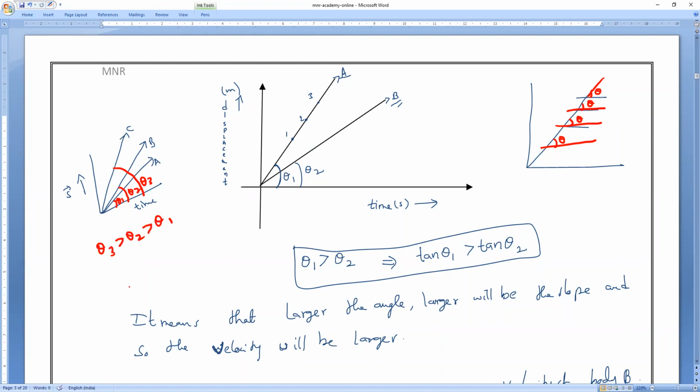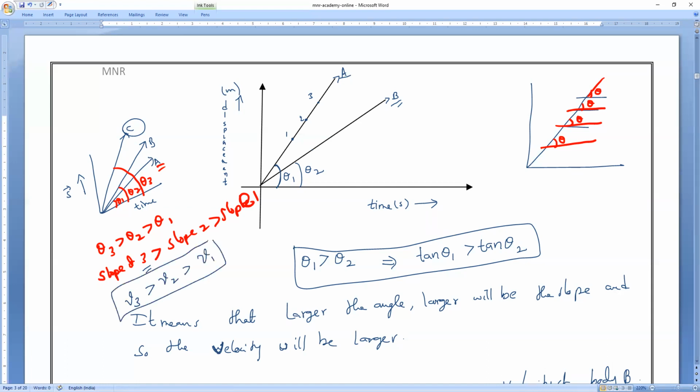Means whose slope is greater? Slope of 3 is greater than slope of 2, which is greater than slope of 1. So who has the least slope? Body 1, A, which has theta 1. So who has the least velocity? Whose velocity is greater now? As the slope is greater, the velocity of body 3 is greater than the velocity of body 2, which is greater than the velocity of body 1. Understood, Sanjay?